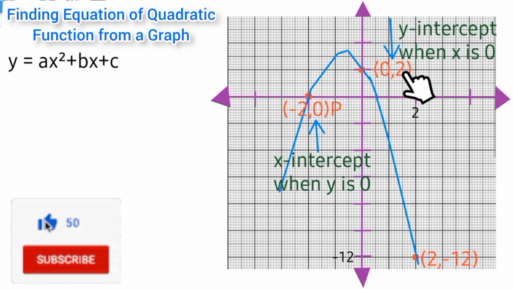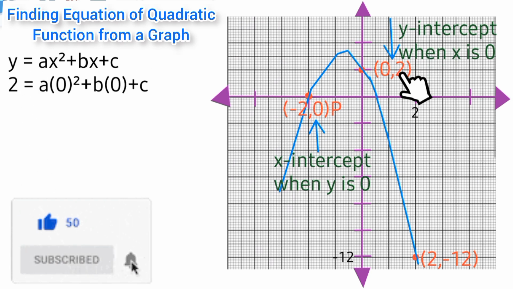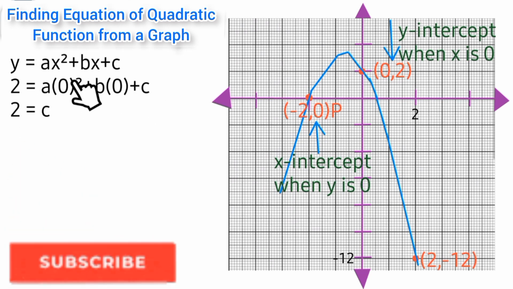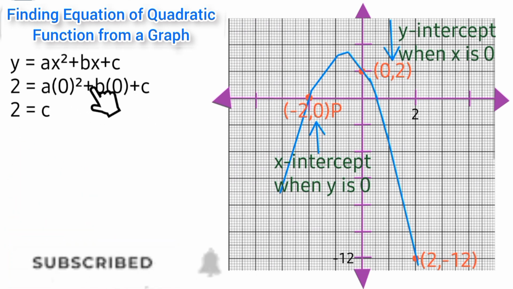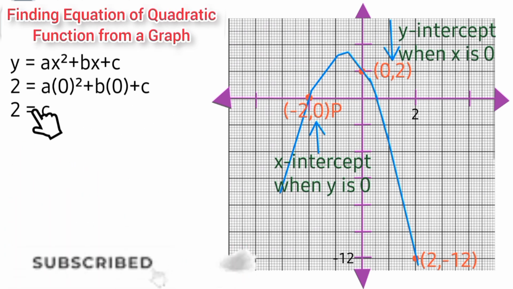Now, let's start with the y-intercept by replacing y in our equation with 2. So here we have 2 equal to a times x, we did say x is 0, squared, plus b times 0, and then plus c. So we have 2. a times 0 squared gives 0, plus b times 0 gives 0, and then plus c. Therefore, our c value is equal to 2.